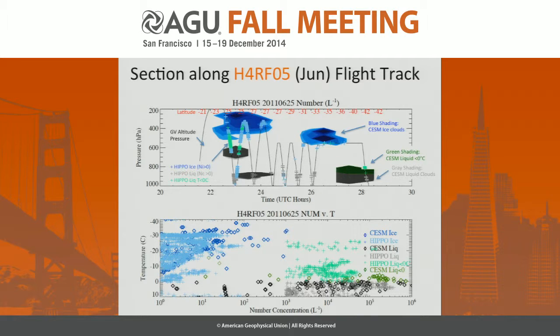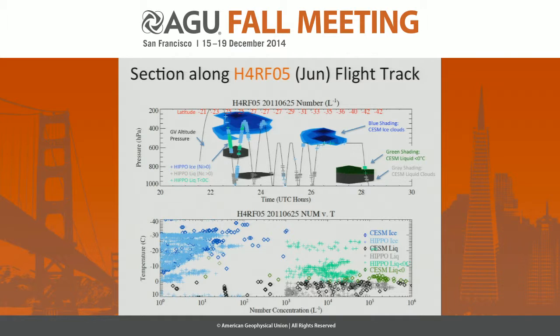This is taking off in the subtropics in winter. The aircraft is shown here, flying up and down in pressure, with time as the axis. The blue colors indicate ice, the darker gray colors indicate liquid, the greener colors indicate supercooled liquid that is colder than 0 degrees centigrade. And the contours here are from the model, and the crosses here on the flight track are where the aircraft saw these various condensed species.